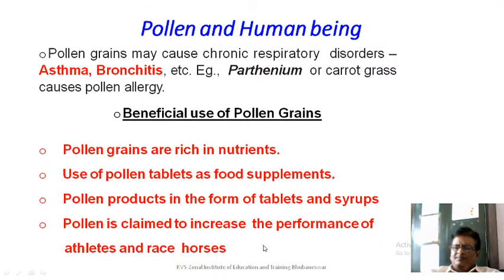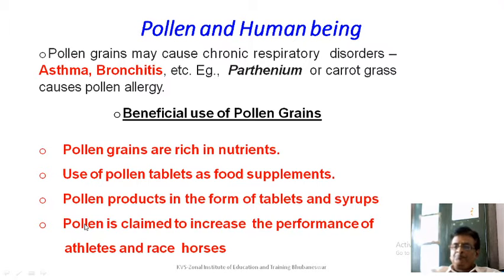A matter of concern: are pollen all good? Answer is yes. Pollen can be highly beneficial, but at the same time they can cause a little bit of problem too. Pollen grains may cause chronic respiratory disorders like asthma, bronchitis, etc. Even skin allergy can be caused because of the pollen grains. For example, Parthenium or carrot grass that grows abundantly, it is an alien invasive species that has come from another country, and because competitively it is superior, it is growing here and there. So even the pollen causes one of the major problems, that is asthma and bronchitis, in the places wherever it grows.